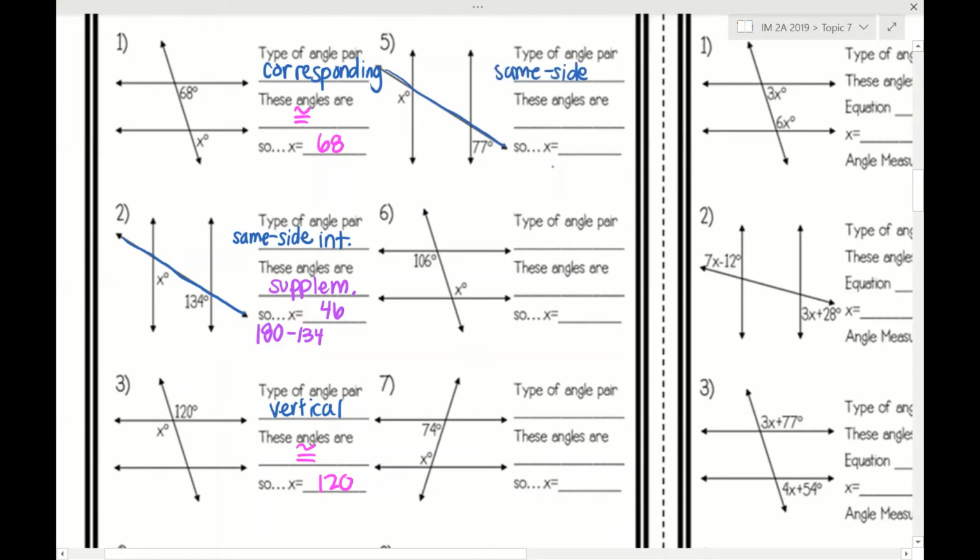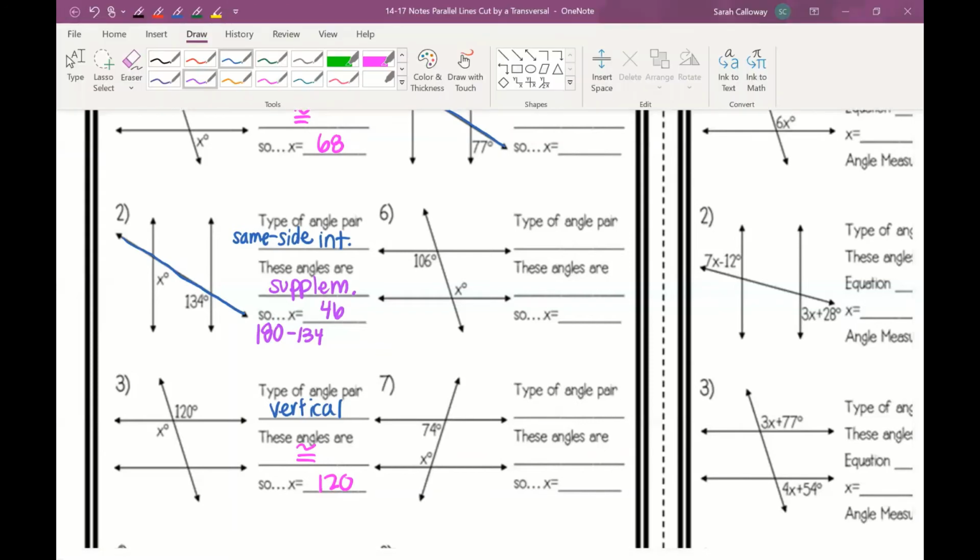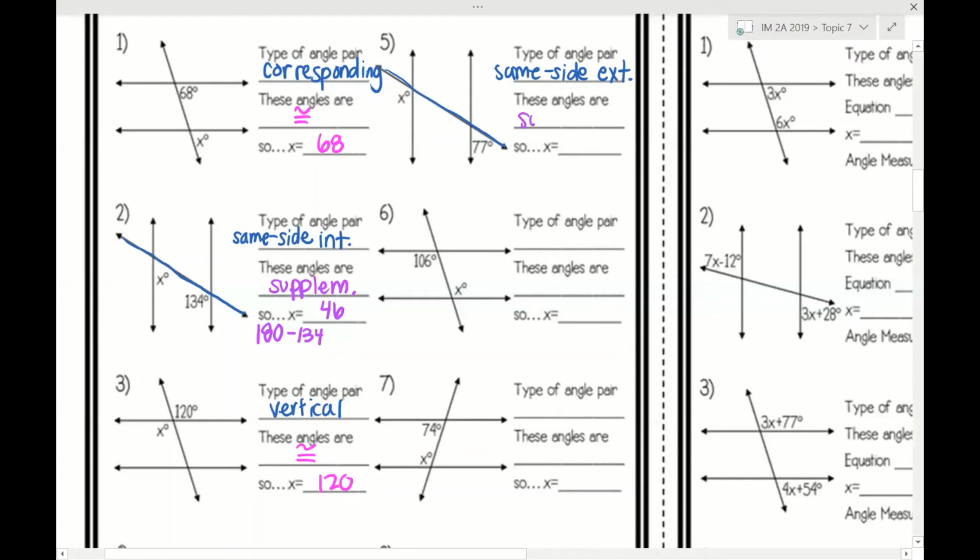And again, for space, instead of writing out exterior, I'm going to use the abbreviation EXT. So INT for interior, EXT for exterior. Same side exterior angles and same side interior angles are all supplementary. So that means that in order to find the measure of x, what I'm going to do is subtract 180 minus 77. So if we do that, 180 minus 77 means that x is 103.